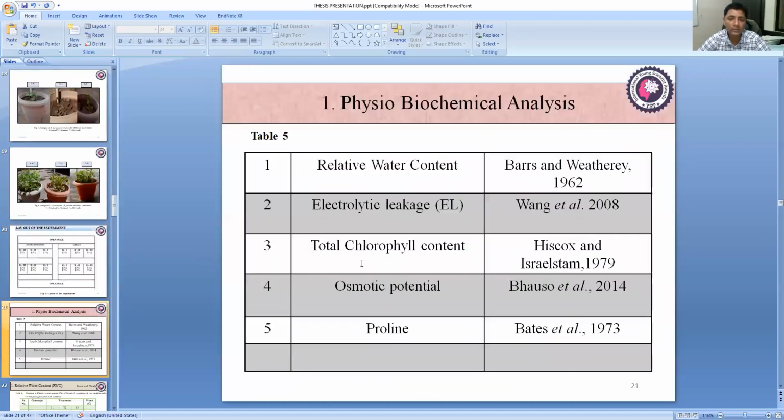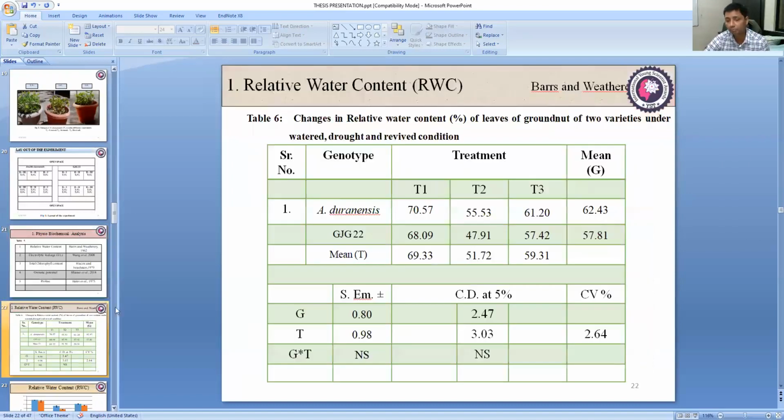Moving ahead, another important thing is the physio-biochemical analysis. Five things are important to dig out the possible causes of drought stress: the relative water content, electrolyte leakage, chlorophyll content, osmotic potential, and proteins. These are the key features when you are regulating drought stress.